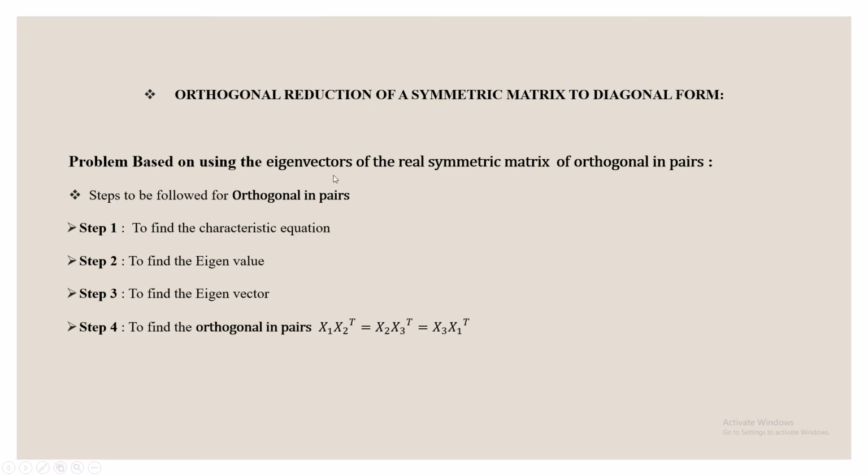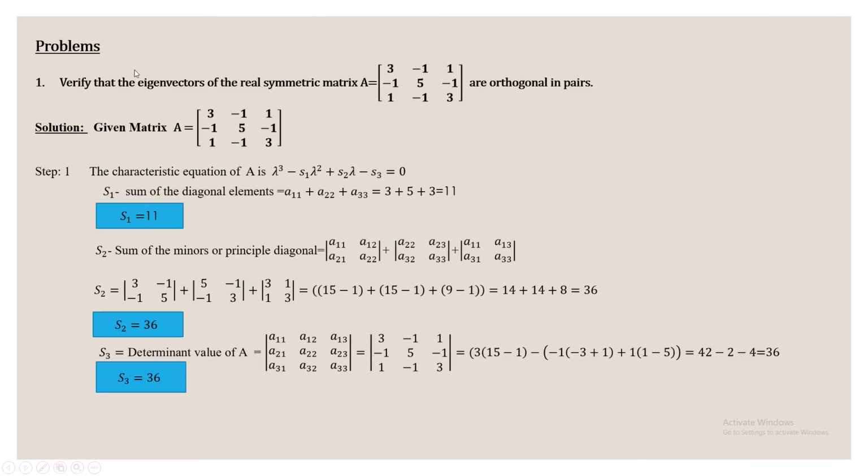Now we are going to see the problem. To verify that the eigenvectors of a real symmetric matrix A, the given 3 by 3 matrix with rows 3 minus 1 1, minus 1 5 minus 1, 1 minus 1 3, are orthogonal in pairs. You have to check whether it is an orthogonal pair using the eigenvectors, and then verify the orthogonal pairs.